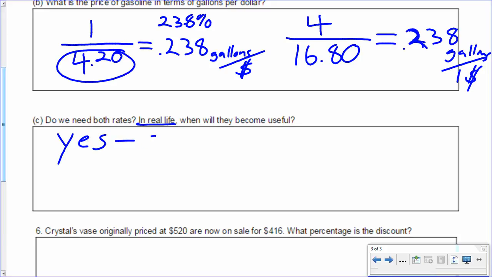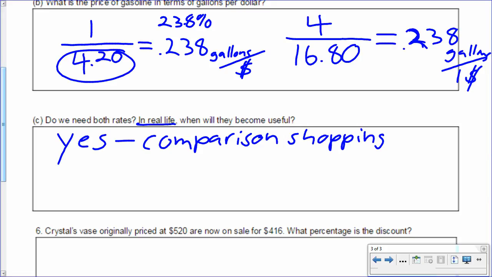The first one is for comparison. We'll say comparison shopping. But what about how much gas can you buy for $1? Why would you need that?